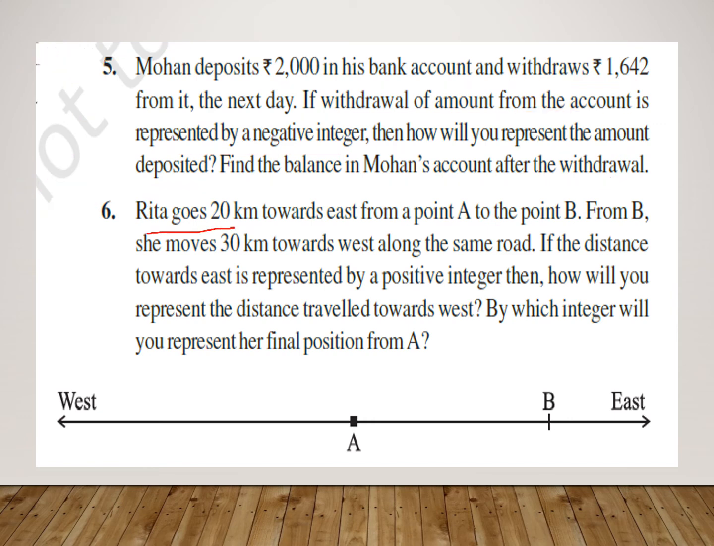Rita goes 20 kilometers towards east from a point A to the point B. So this girl Rita is presently at this point A. She goes 20 kilometers like this to point B. So she travels how much? She travels 20 kilometers.